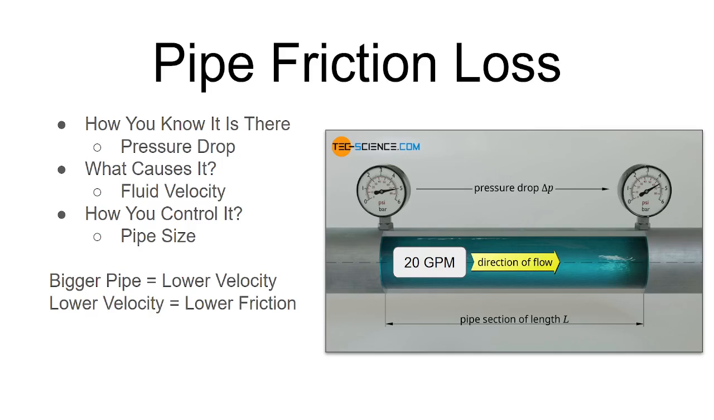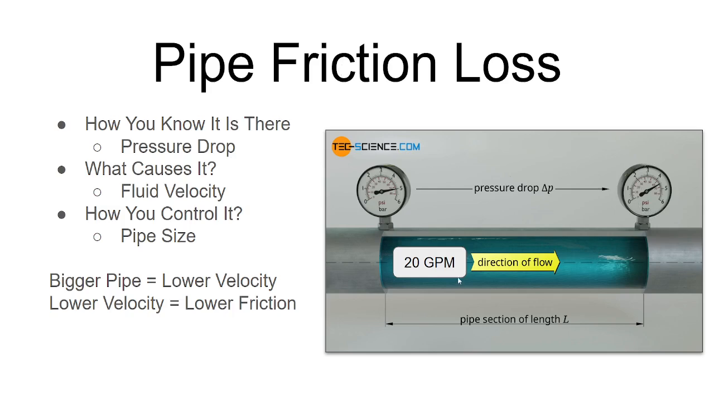Okay, let's look at what pipe friction loss is. So, first off, how do we know that it's there? Well, you can read a pressure drop. Here it's a little more than 5 to a little less than 5. And as an example, with 20 GPM flowing to the right through this pipe, we know that we're losing pressure, and there's something causing that, and it's called friction.